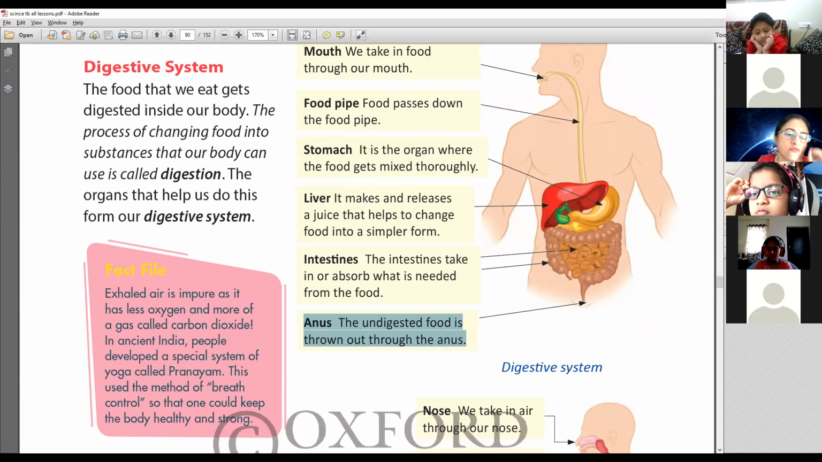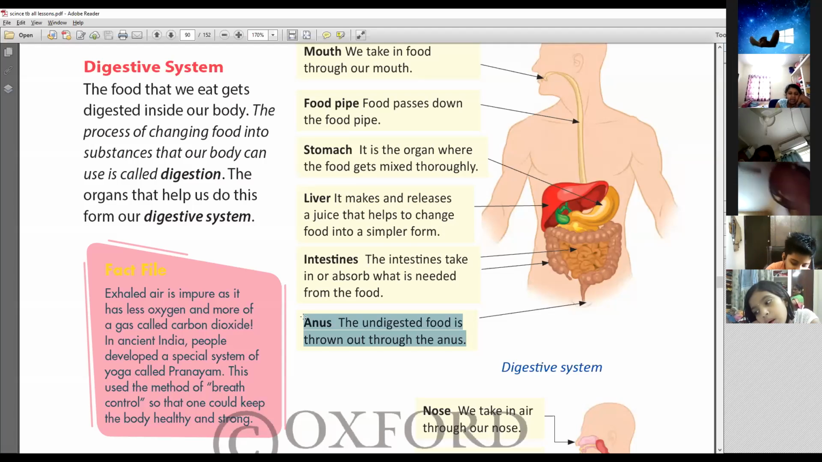And what is the function of the intestine? What does the intestine do? Whatever food is mixed by the stomach and liver together, it takes the food which is absorbed. It absorbs what is needed from the food. See, we eat this much food, not everything is needed for our body. Whatever is needed it absorbs. Whatever is undigested, whatever it doesn't need, is thrown outside through the anus.